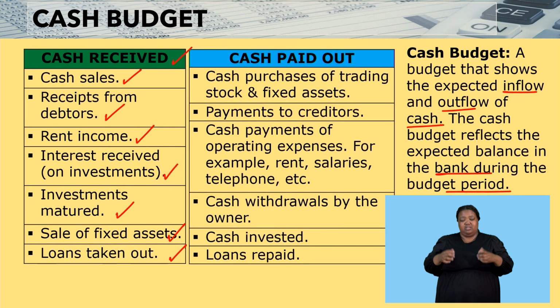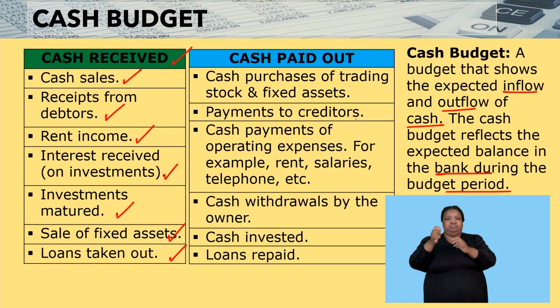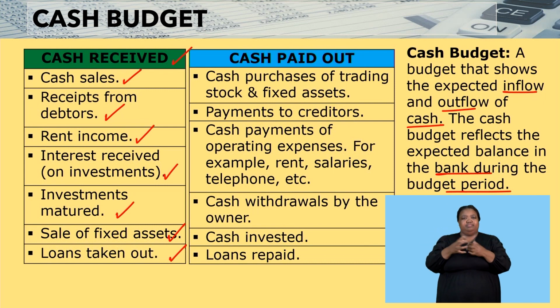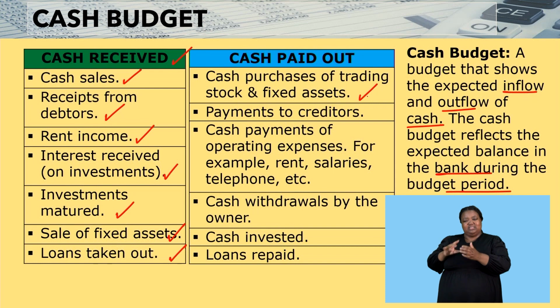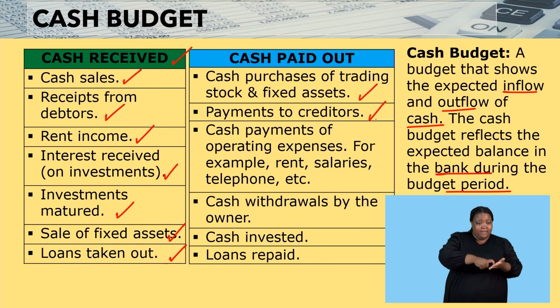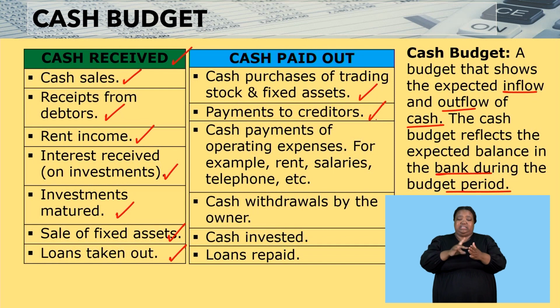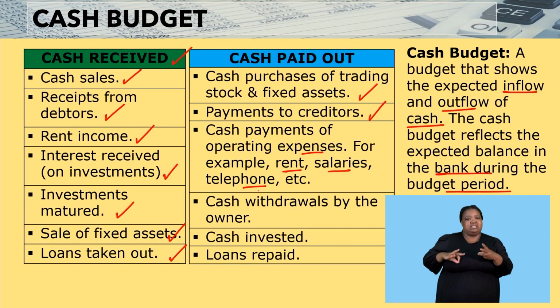We also have cash paid out. Examples would include cash purchases of trading stock and fixed assets. So when we buy trading stock on cash or fixed assets, that would be cash paid out. Payments to creditors. We understand that we also buy stock on credit and then we have to pay them after a particular period. We also record that payment under cash paid out. Cash payments of operating expenses, for example, rent, salaries, and the telephone.